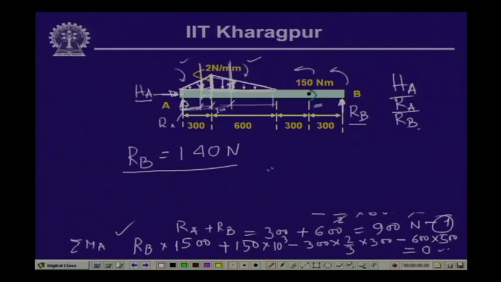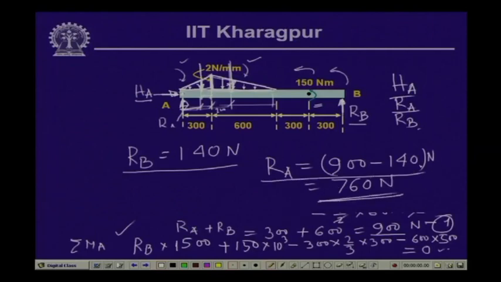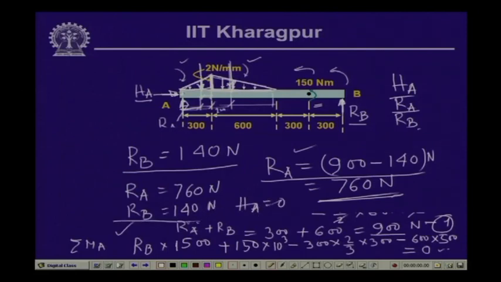So, from equation 1, R A plus R B equals 900, gives us the R A value as 900 minus R B, which is 140 Newton. So, this equals 760 Newton. So, this is the value of the reactive forces R A and R B, and H A equals 0. So, the results are R A equals 760 Newton, R B equals 140 Newton and H A equals 0. So, these are the three reactive forces that we have.